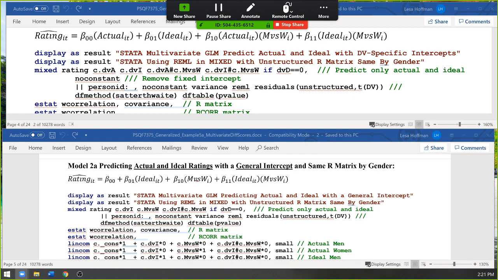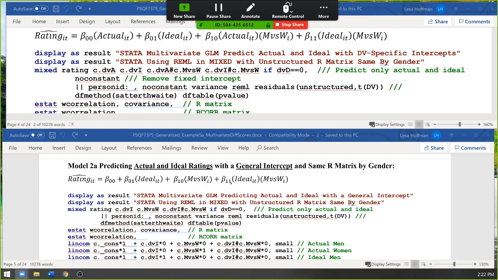Am I frozen? No? Okay. There's some answers. The chat window's frozen. It is the difference between men and women for what? Actual. There we go. Yes. The reference DV. Because when ideal is 0, we're talking about actual. So this main effect of gender here, beta 1,0, is the effect of gender specifically for the actual rating.